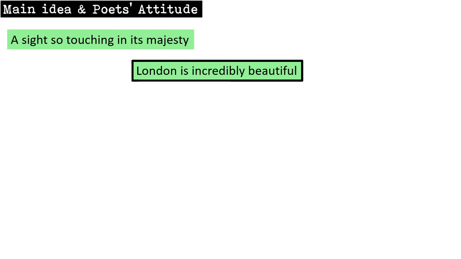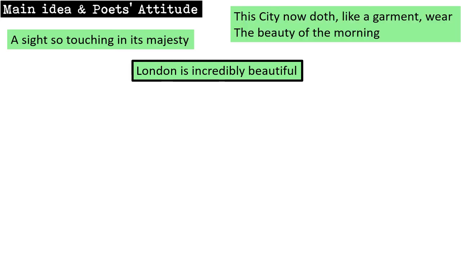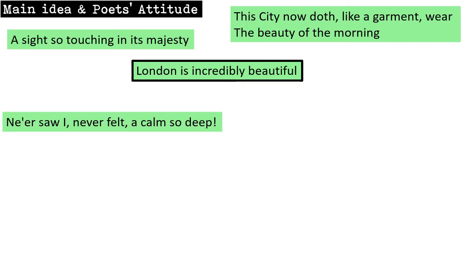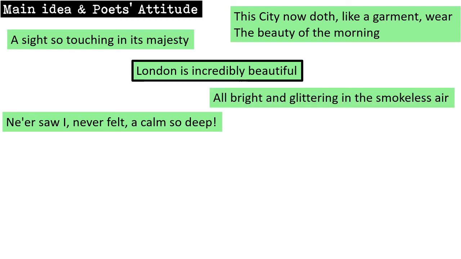So one of the lines is, "A sight so touching in its majesty." The second one, these are in no particular order: "The city now doth like a garment wear the beauty of the morning." "Never felt a calm so deep." That's quite an emotional description of how it makes him feel. "And all bright and glittering in the smokeless air." So in terms of the point we're trying to make here, that London is incredibly beautiful, that's the idea of the poem, and it's the attitude of the poet.